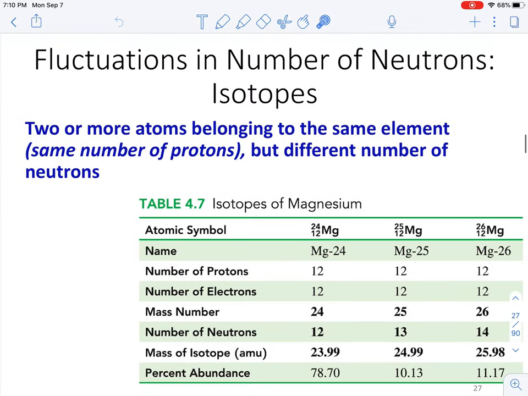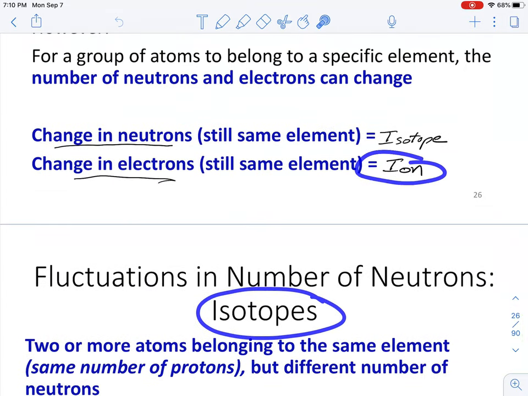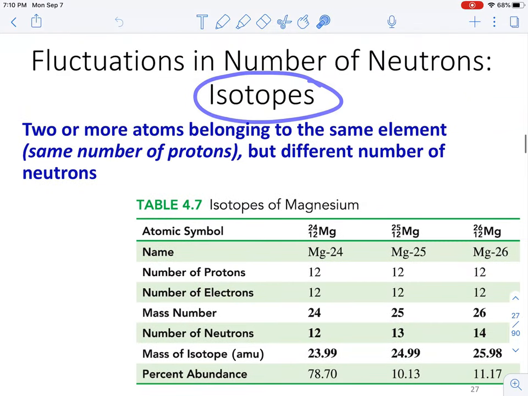All right, so let's go ahead and talk about isotopes first. We're going to talk about ions in the next chapter. We're going to focus on isotopes for now. So if you have fluctuations in the number of neutrons, we're going to refer to that element as an isotope. So really, what's an isotope?